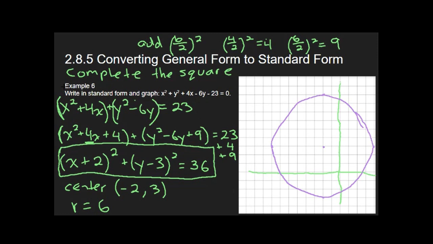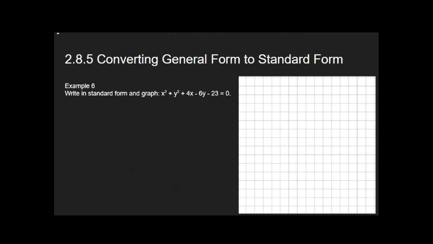Let's go ahead and have you do a checkpoint to make sure you're understanding. Checkpoint 6, write in standard form and graph x squared plus y squared plus 4x minus 4y minus 1 is equal to 0. Go ahead and pause the video, and if you need to go through the last example as you do it to follow the step-by-steps, go ahead and do that and then come back and check your answer.